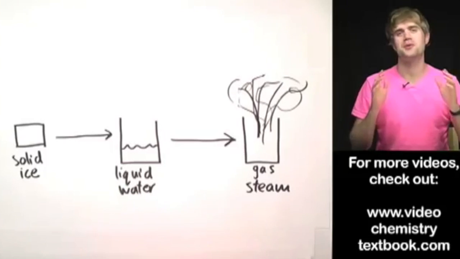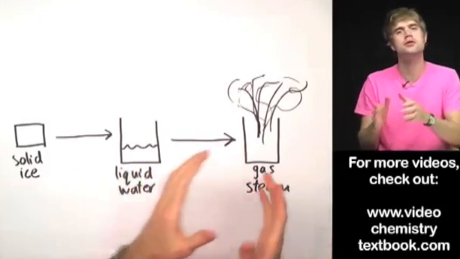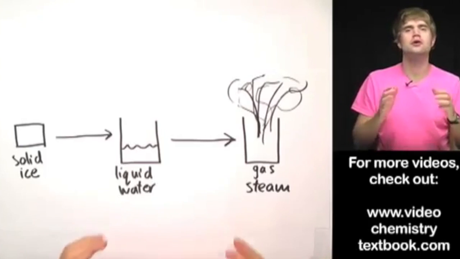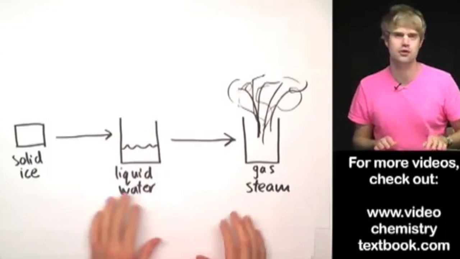I'm wearing a hot pink shirt because we're going to talk about heat in this lesson. Specifically, we're going to talk about how heat moves during phase changes. And we're going to learn which phase changes are exothermic and which phase changes are endothermic.